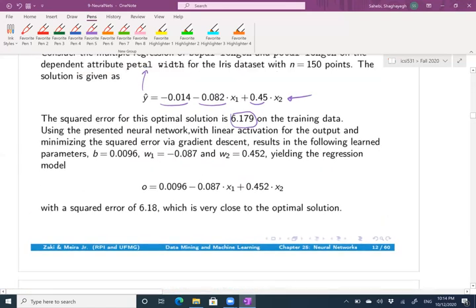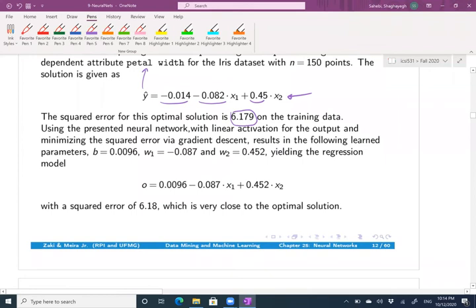Now, if we use this neural network for this data to learn the W's and the parameters, we are going to see that we are learning W's that are very close to what we have learned in linear regression. So if we use a linear activation function and the neural network above, these are the parameters that we are going to learn, and our squared error is going to be equal to 6.18, which basically means that these two solutions are equivalent to each other.